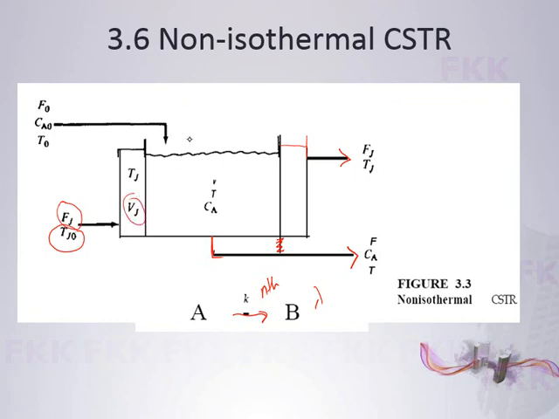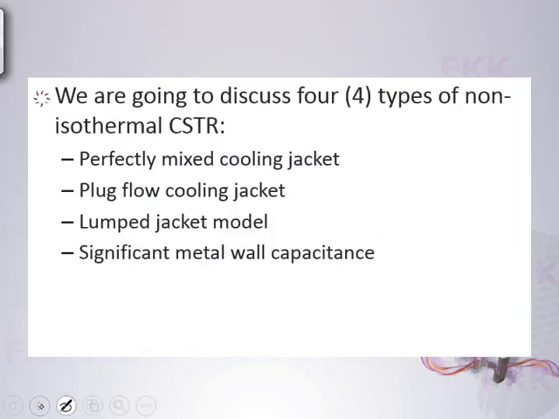The mass of the metal wall is assumed negligible, so the thermal inertia of the metal need not be considered. This is often a fairly good assumption, because the heat capacity of steel is about 0.1 BTU, which is an order of magnitude less than that of water. A perfectly mixed cooling jacket. So we are going to look into four assumptions in here, four types of non-isothermal CSTR.